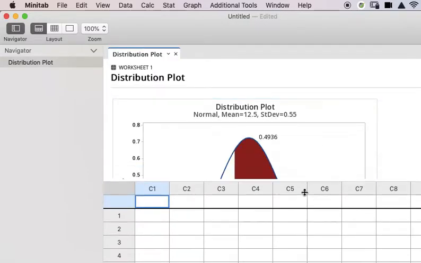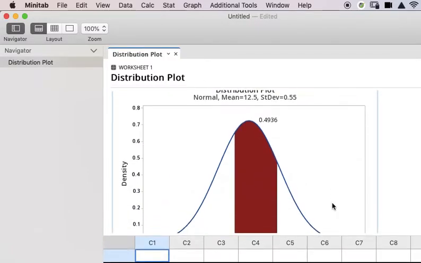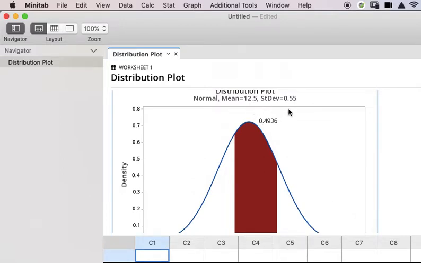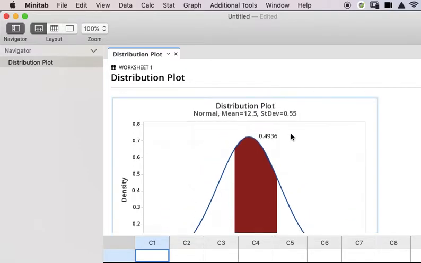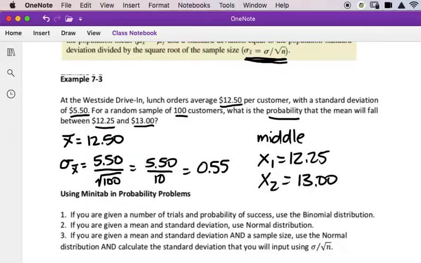And here's my graph. So I have my mean of 12.5, my standard deviation of 0.55, and I can see that my x values are going between 12.25 and 13, which is what I want. And I can see that my answer appears above the red shaded area: 0.4936. So I would check to make sure of where I'm rounding, what my lab wants me to round if I'm doing this for a homework problem. But otherwise, my answer here I would write is 0.4936.